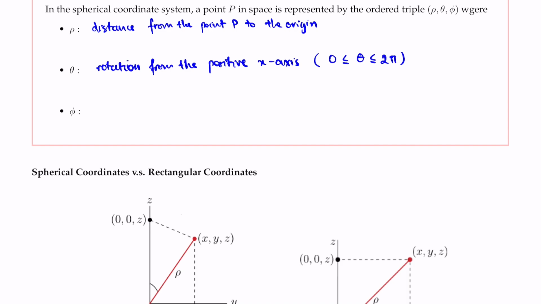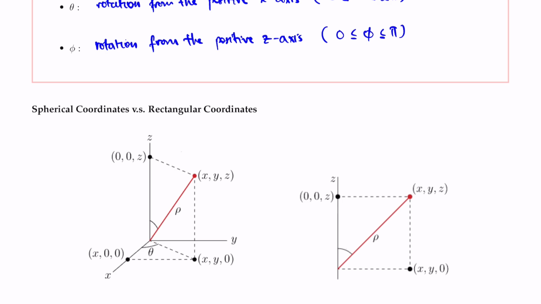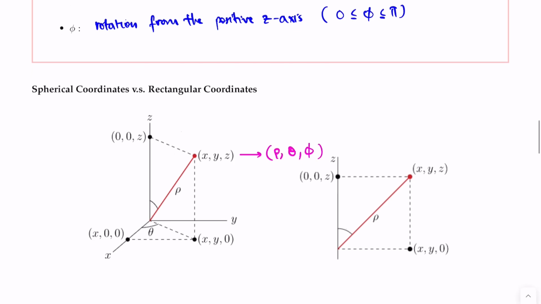And phi in this case is the rotation from the positive z-axis. And the bound for phi is between 0 and pi. So the point that we have here, rho, theta, and phi, can be visualized using the following figure. The point of consideration is the point in the form x, y, and z, and you would like to convert this point to the form rho, theta, and phi.